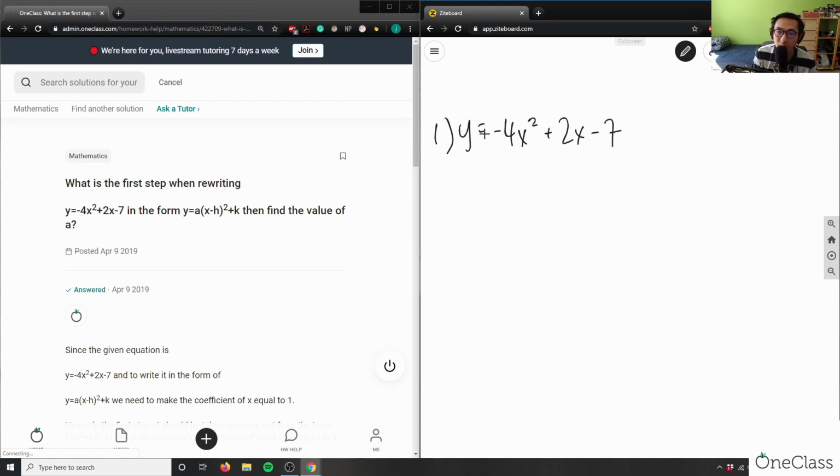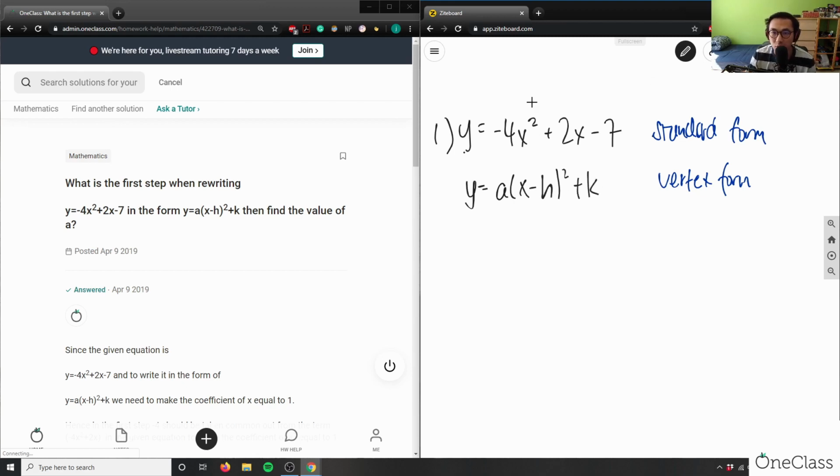So we have this quadratic equation here. What we have to do is rewrite it into vertex form, right? This is standard form, and what we want is the vertex form. The vertex form shows us where the vertex of the parabola is. So this is y equals a times x minus h squared plus k. Standard form doesn't really show us much about the parabola, but the vertex form shows us where the vertex is. In order to go from here to here, we have to do something called completing the square.